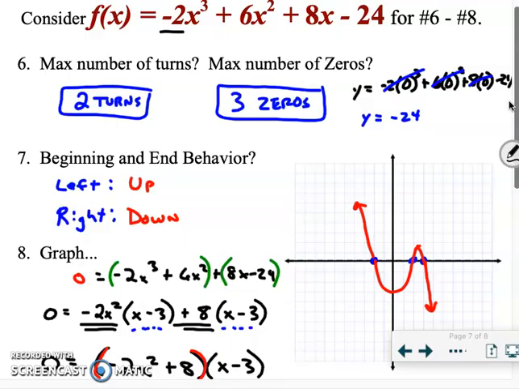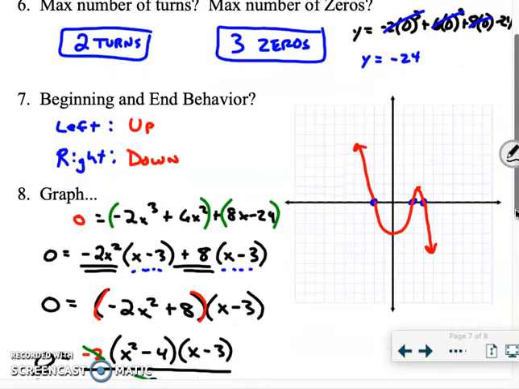So as you can see, my sketch is not very properly done because my y-intercept would be clear down here at negative 24. But if we were looking to make the most precise graph possible, that's how we would do it. But for our purposes tomorrow, I think we'll be okay.